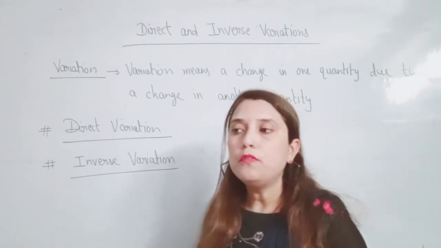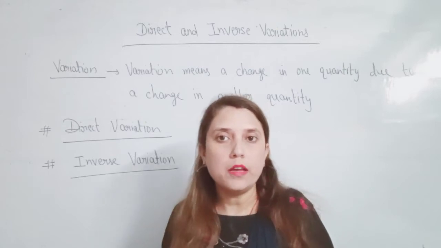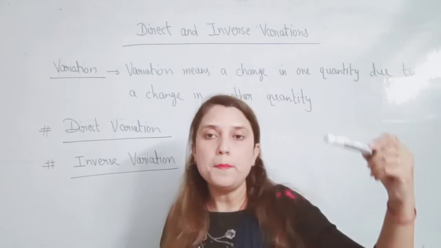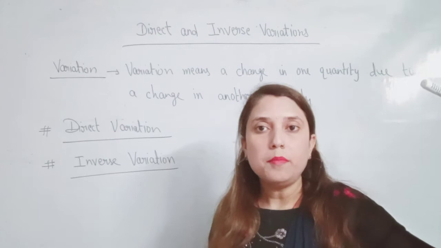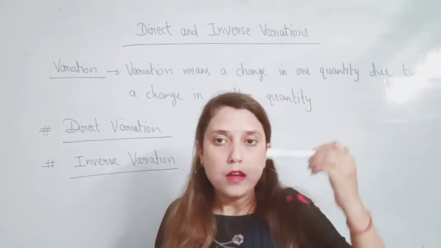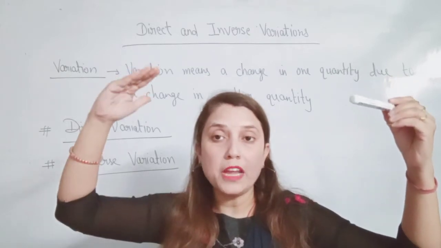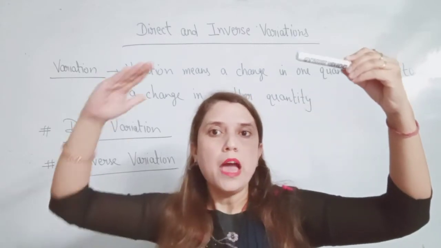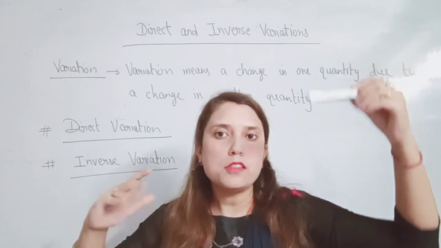And inverse variation. Suppose four men can do a work in 10 days. If we increase the number of men to 10 men, in how many days will they complete that work? If we are increasing the number of men, the number of days will be decreased. So one quantity is increased and the other quantity is decreased, then this is called inverse variation.